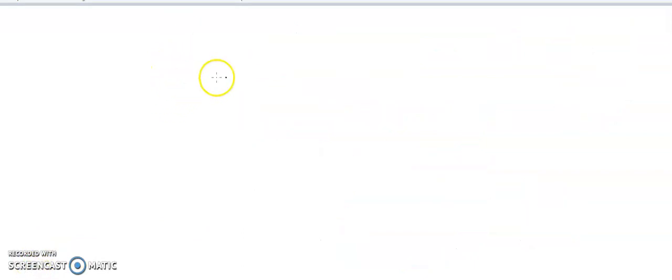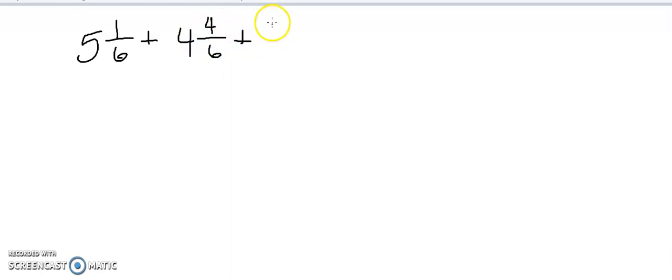So now let's practice with two of them here. So I'm going to start over here. We're just going to do numbers here. So my first example, I'm going to have 5 and 1/6 plus 4 and 4/6 plus 7 and 5/6. Okay, so that's going to be my first problem.